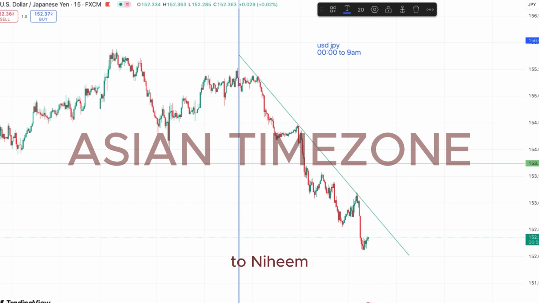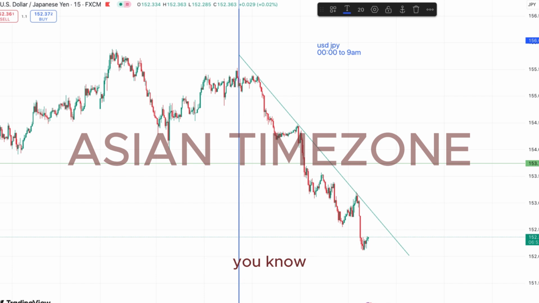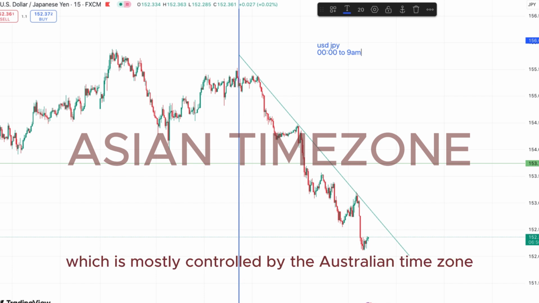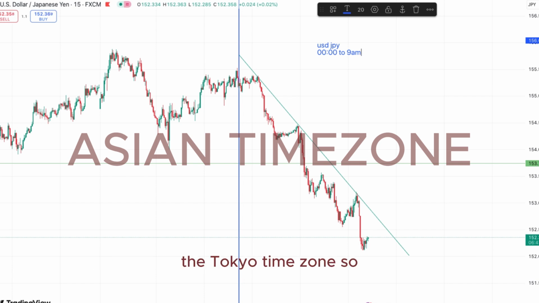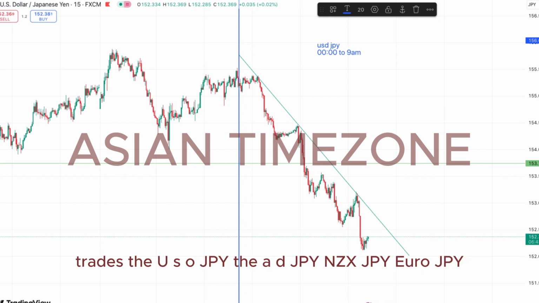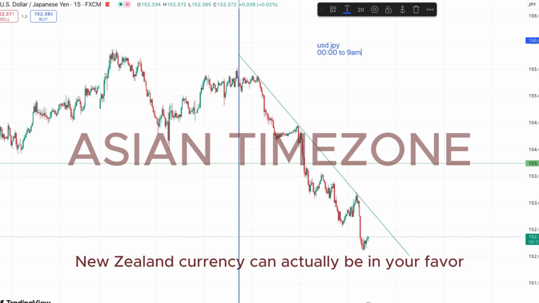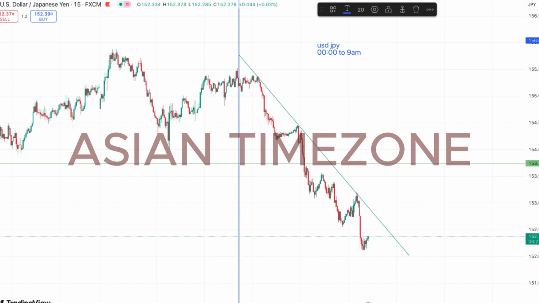to 9 a.m. and these pairs tend to have tighter spreads, better movement due to the Asian time, mostly controlled by the Australian time zone and the Tokyo time zone. So if you're a scalper and you're looking for an opportunity for long-term trades, the USDJPY, the AUDJPY, NZDJPY, Euro JPY, all pairs against the JPY and all pairs against the New Zealand currency can actually be in your favor for this trade.